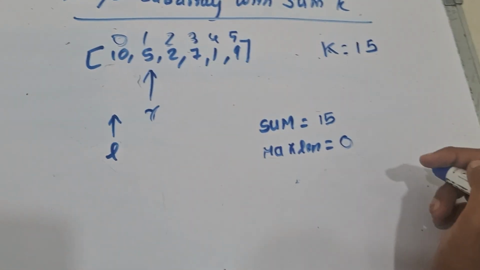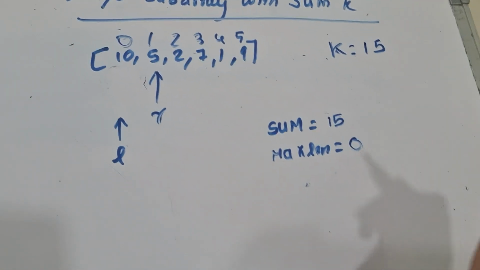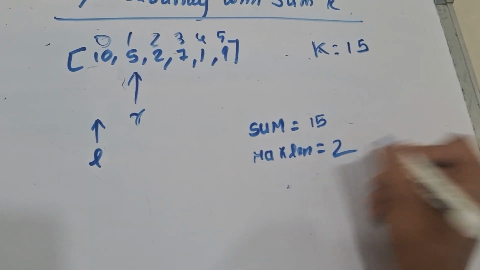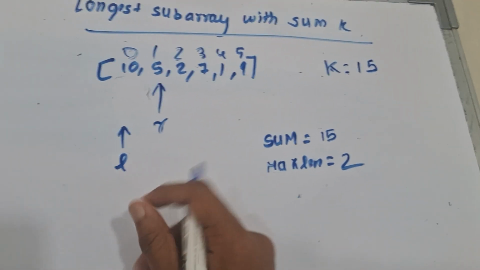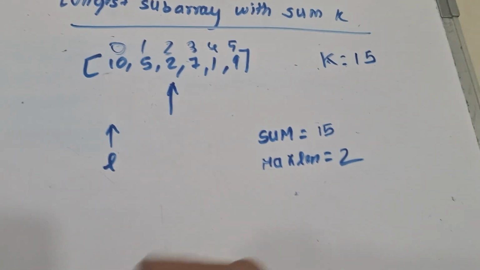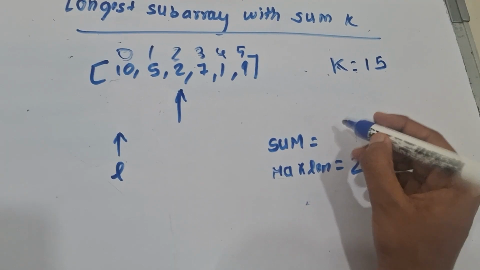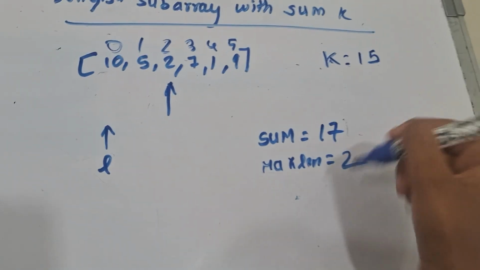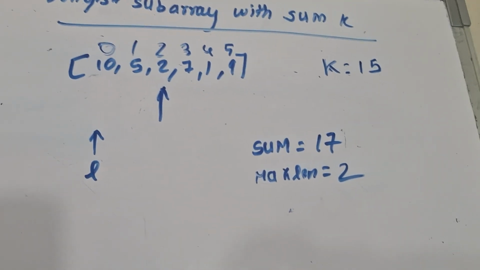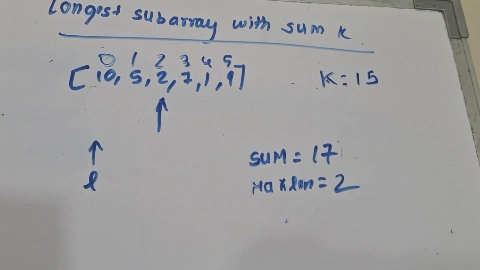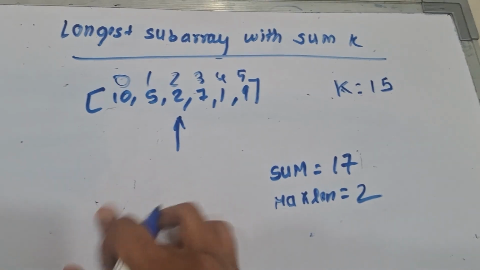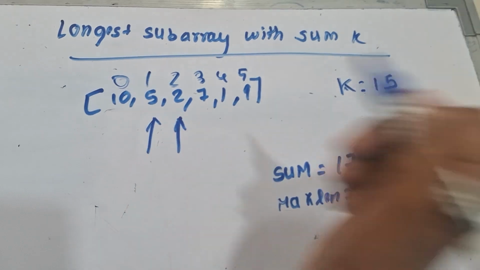So if our sum is 15, which is equal to our target, we update our maximum length, which becomes 2. Now we again move forward. So now our sum becomes 17, which is greater than our k. Now a property of sliding window is that we have to shrink it till our sliding window becomes valid. So we shrink our sliding window until our sum is less than our k.